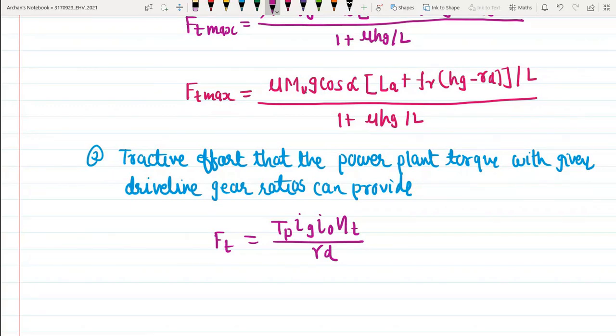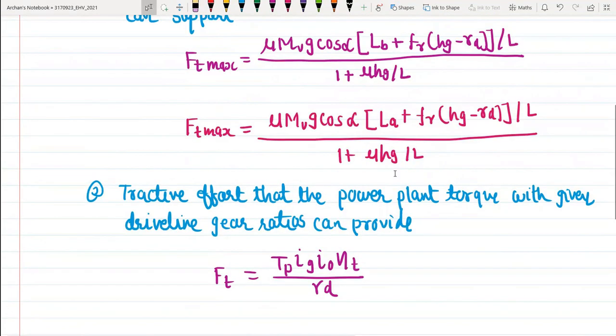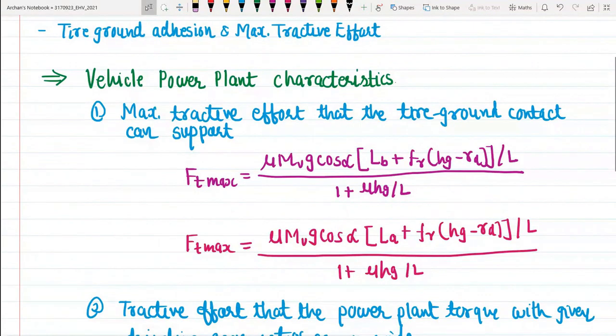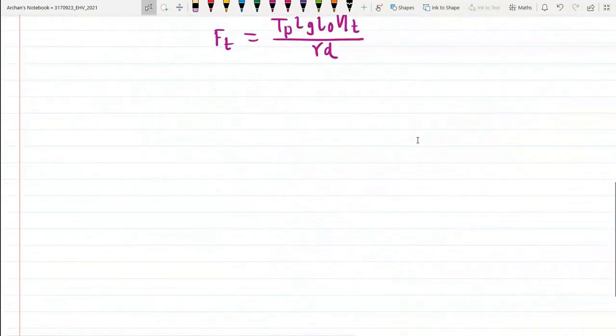Whichever of these two is smaller will determine the performance potential of the vehicle. For on-road vehicles, the performance is usually limited by the second factor. If you want to predict the overall performance of the vehicle, we need to consider the power plant as well as the transmission characteristics. This is why we need to understand the vehicle power plant characteristics first.